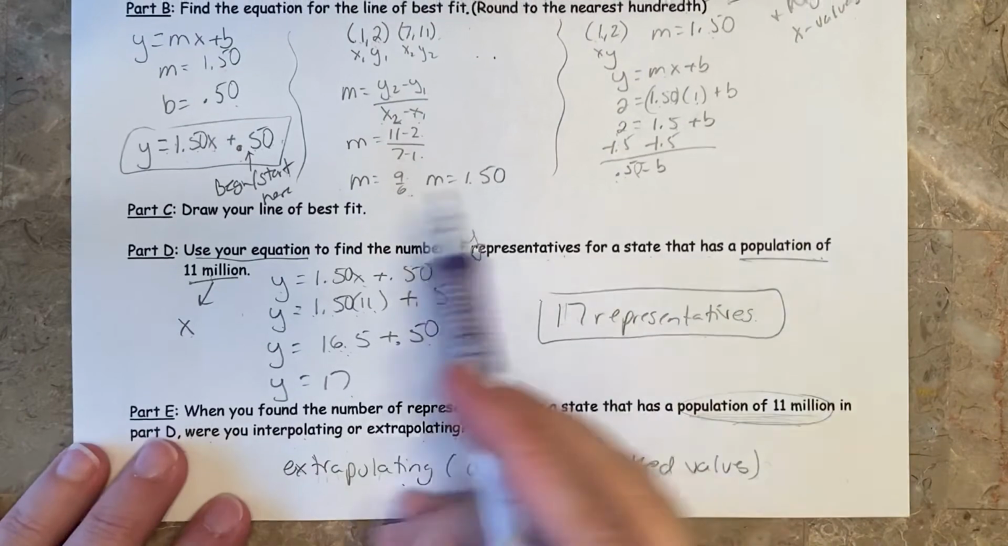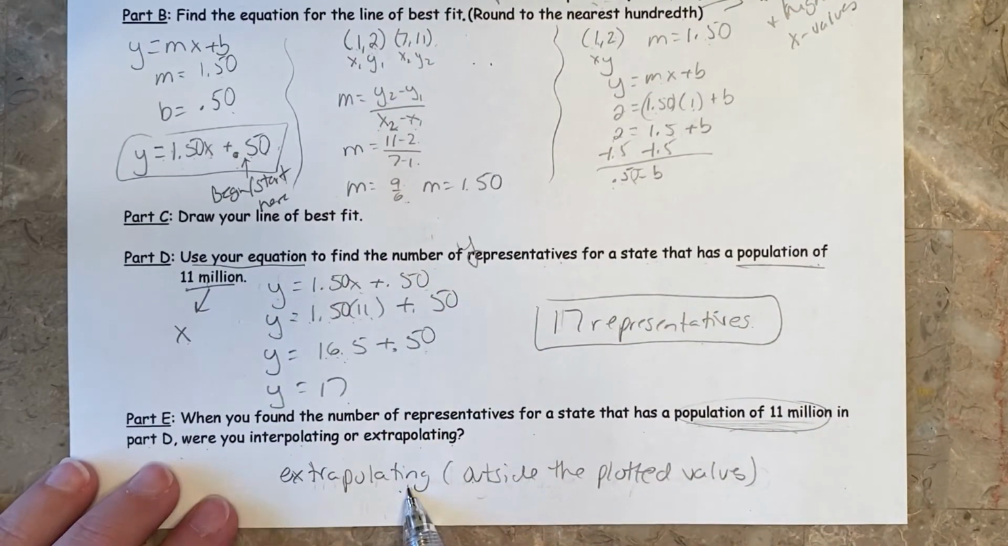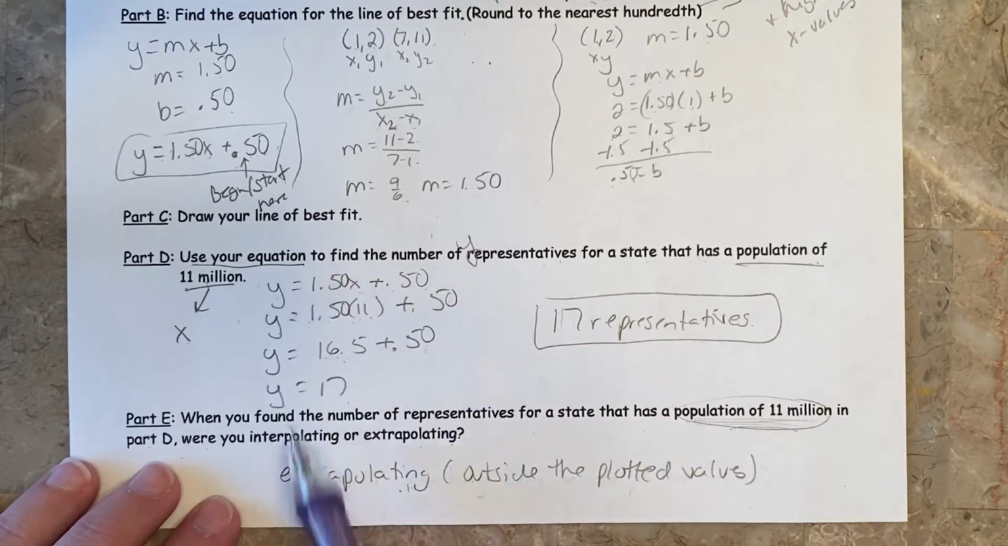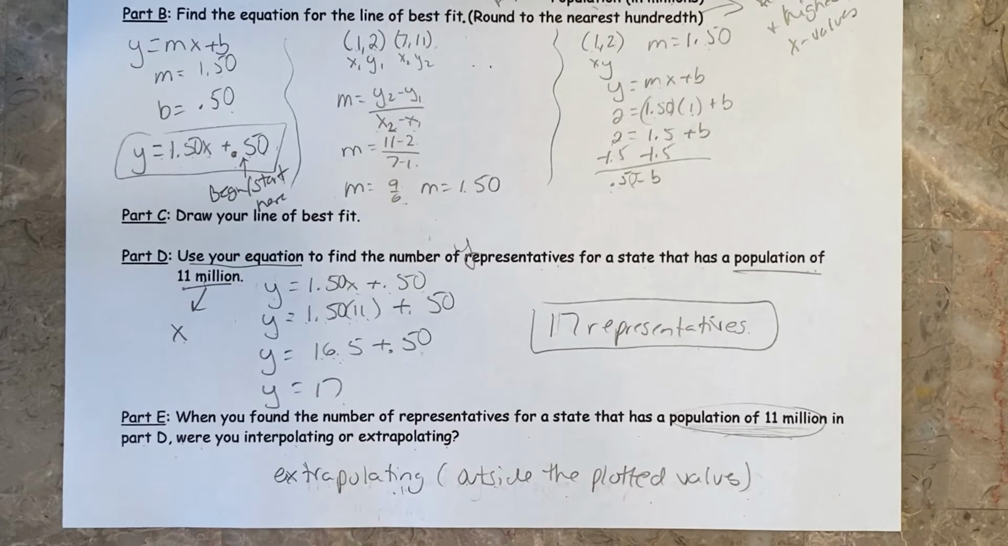And actually, that's why in Part D, I had you use your equation. Remember, whenever you extrapolate, that's when you use your equation. So think E with E, E with E. These are outside the plotted values, so this is actually extrapolating.